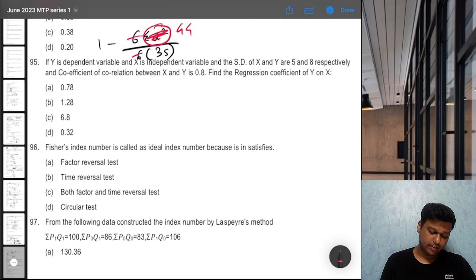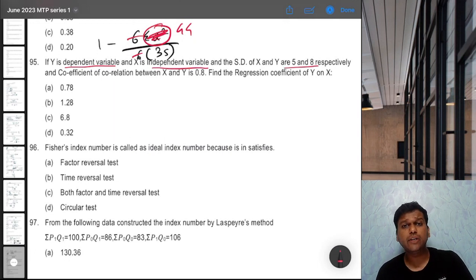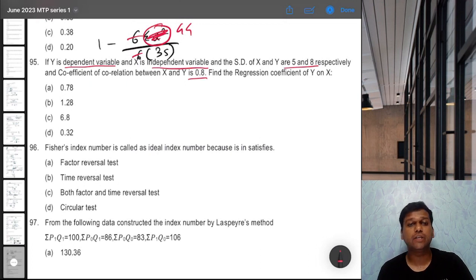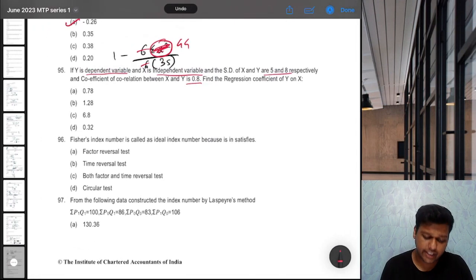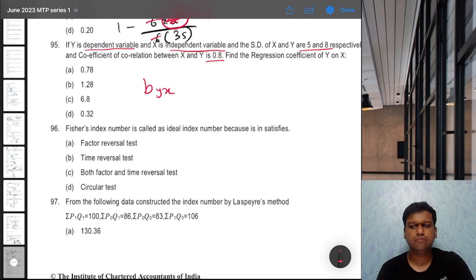If y is the dependent variable and x is the independent variable, and SD of x and y are 5 and 8 respectively, and coefficient of correlation between x and y is 0.8, find the regression coefficient of y on x. Okay. Now, technically for solving this question, you can skip this part, because they have already given us what to find. Regression coefficient of y on x means what? byx, that's it. So you want to find byx.